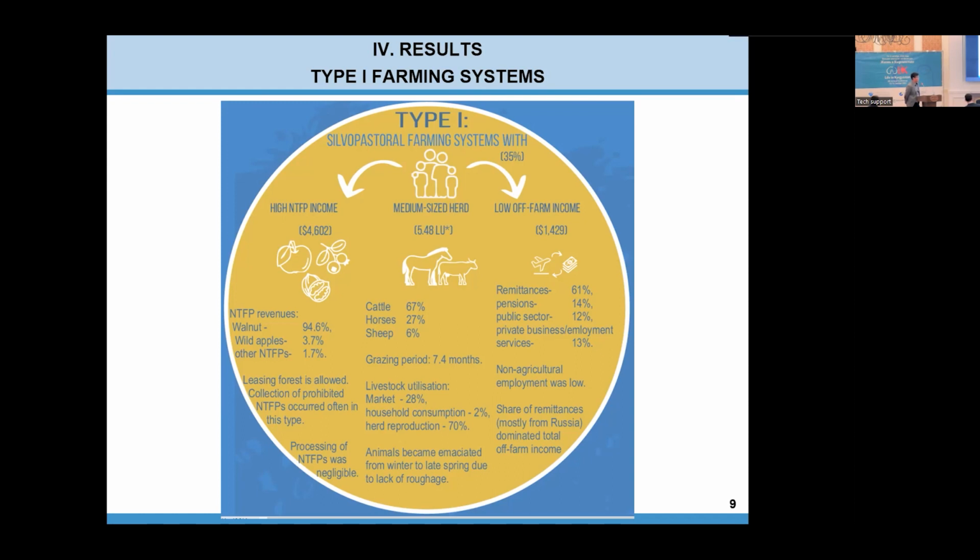Non-agricultural employment was also one of the important income sources for local families or farm households. Remittances dominated among all off-farm income employment. Most of the migrants were from Russia, but farmers also try to diversify, as our colleague Asiel mentioned yesterday. The number of migrants traveling to Turkey, South Korea, and the UK is increasing. So we can see the same trend in our case as well.